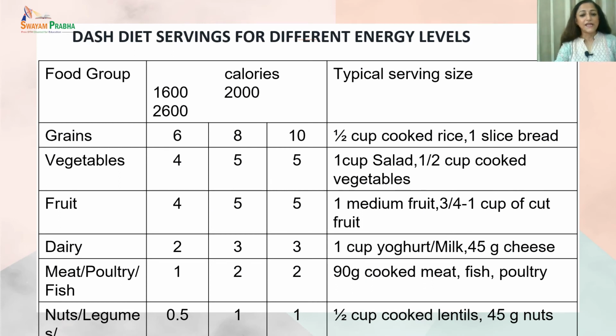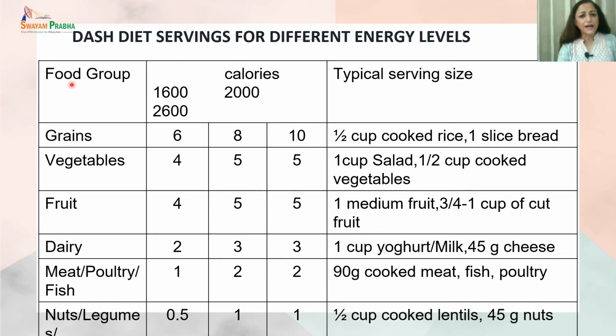So let us see, this is a table which tells how many DASH diet servings a person can take when he is taking either 1600 or 2000 or 2600 calories, which will be recommended on the basis of the weight of the person. These are the food groups which are mentioned, and these are the number of calories. As I have already told, they will be based on the weight status, and if a person wishes to lose weight, he may go for fewer calories. And this is the typical serving size of each food group.